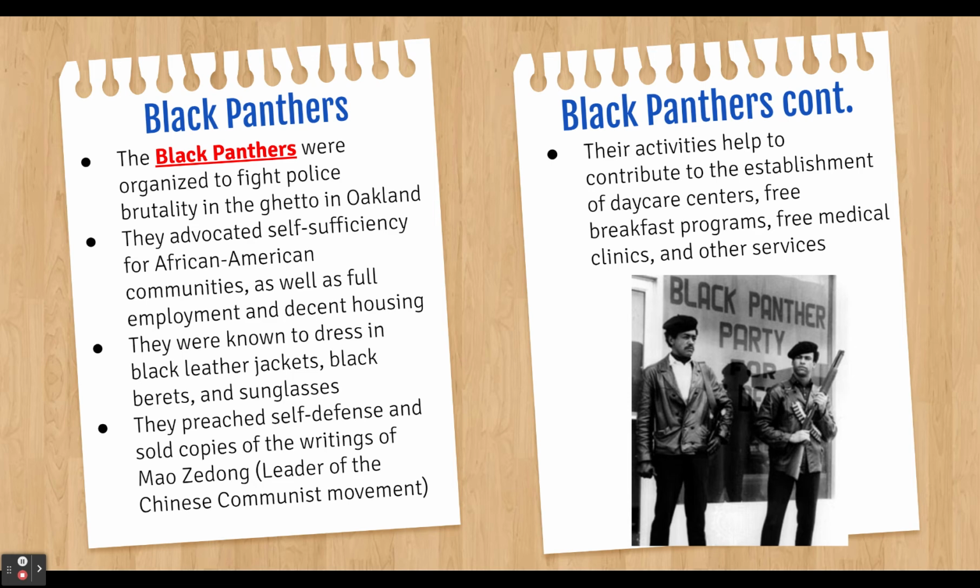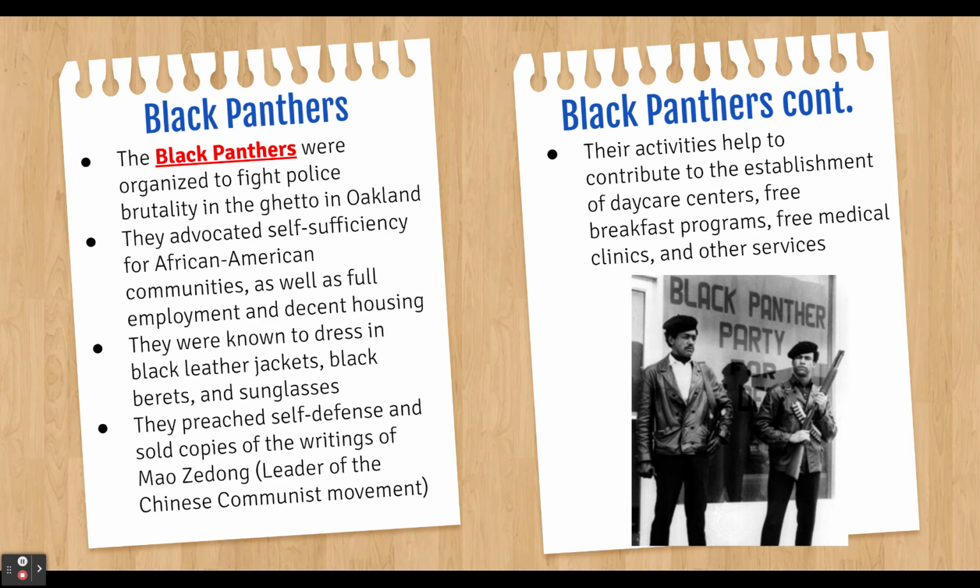Black Panthers. The Black Panthers were organized to fight police brutality in the ghetto in Oakland. They advocated self sufficiency for African American communities as well as full employment and decent housing. They were known to dress in black leather jackets, black berets, and sunglasses. They preached self defense and sold copies of the writings of Mao Zedong, leader of the Chinese Communist movement. The Black Panthers were often targets of FBI investigations because of their radical views, associating themselves with communism.